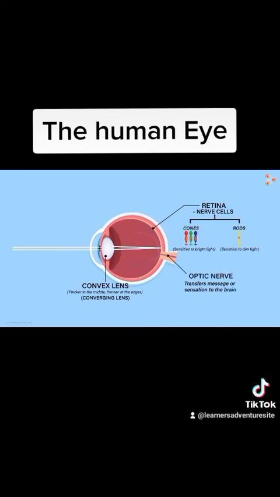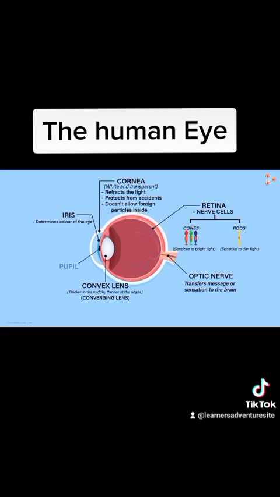Okay, let's quickly recap what we learned about the human eye. The human eye has a roughly spherical shape. The outer part of the eye, called the cornea, is a thick white transparent wall which protects the eye from accidents and keeps foreign particles from entering inside. Behind the cornea, the colorful part of the eye, called the iris, is present. It has a small opening at the center called the pupil. The iris controls the light entering through the pupil by contracting and expanding.